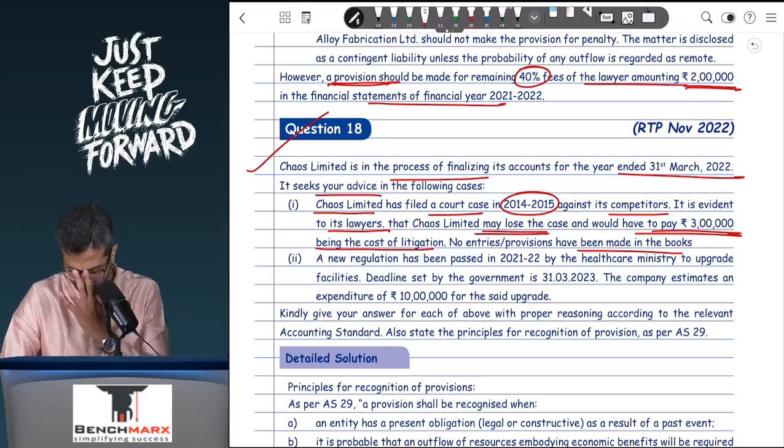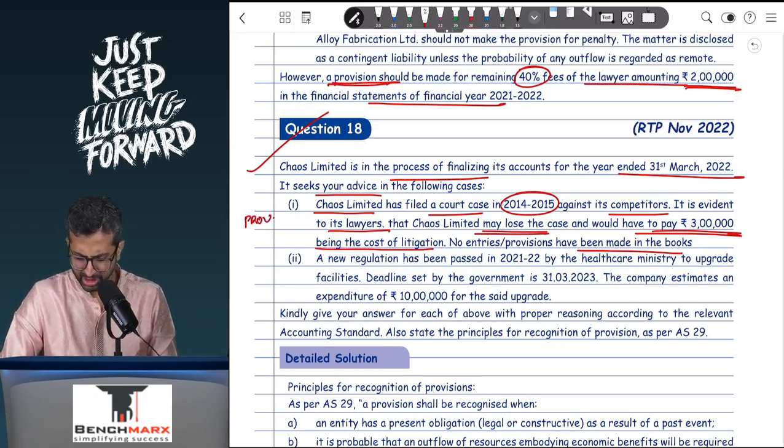So what will I have to do? Well, Chaos is filing the case. It will not receive any compensation, so no disclosure is required. However, a provision for 3 lakhs legal fees needs to be created.